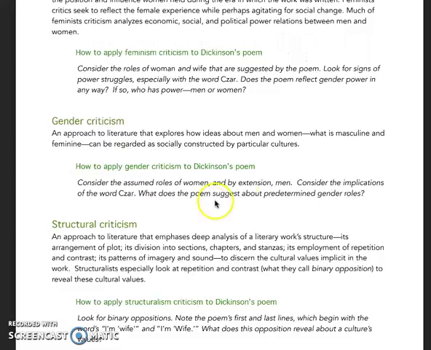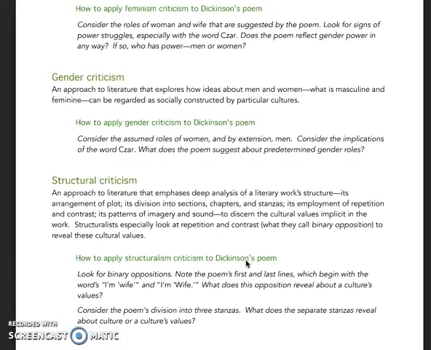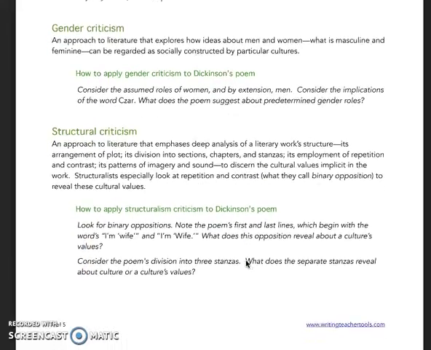Gender criticism looks at how we actually define these terms, masculine and feminine. So we would look for what is assumed to be the role of women versus the role of men, and what are the implications of that word czar. It becomes really important with this one as well. And then this idea of predetermined gender roles. We'd be concerned about what the poem suggests about that.